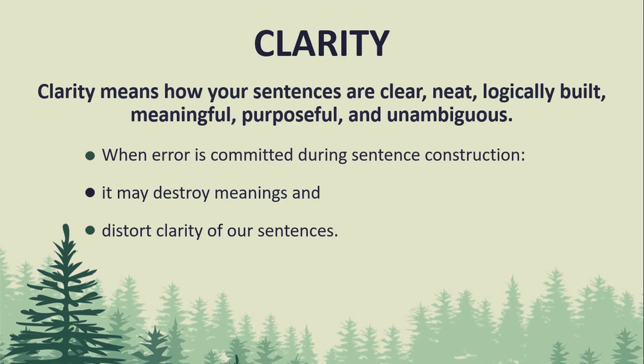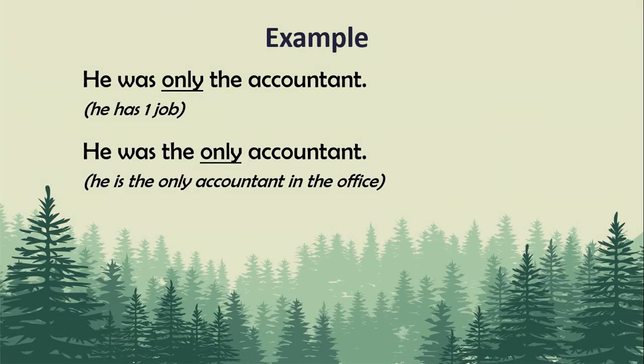Whenever an error is committed during sentence construction, two things may happen. It may destroy meaning and distort the clarity of our sentences. Let me give you a little example here. He was the only accountant. He was the only accountant. In these 2 sentences, with just a change of one word, as you can see in both sentences, the meaning of the sentence may totally change. In the first sentence, he was only the accountant, the sentence meaning he has only one job, whereas in the second sentence, he is the only accountant in the office. So whenever you make such little errors, the meaning is totally distorted.